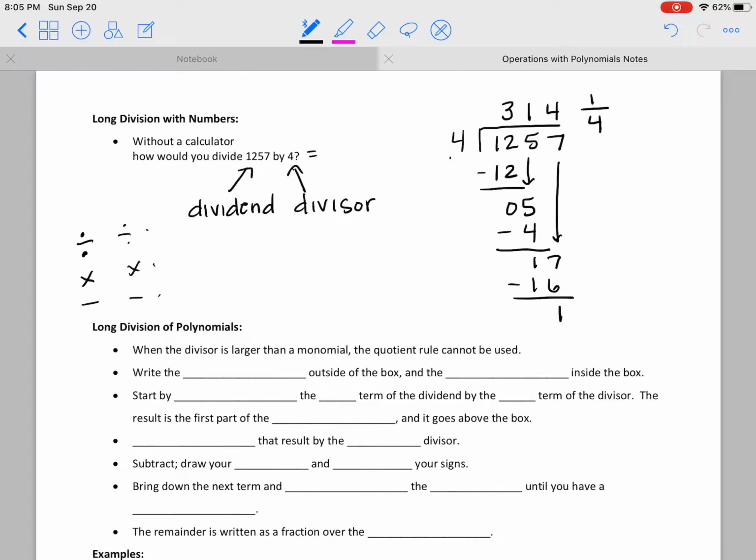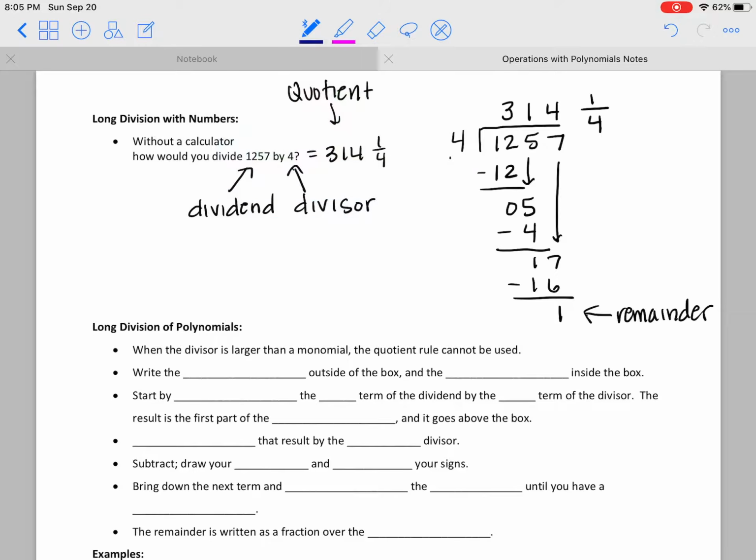So the answer is 3/14 and 1/4. That's called the quotient. And then the 1 out of 4 here is called the remainder. Okay, so just some vocab, and again, the process that we're going to use for polynomials is the same process, it's just going to look a little uglier because we're dealing with polynomials.